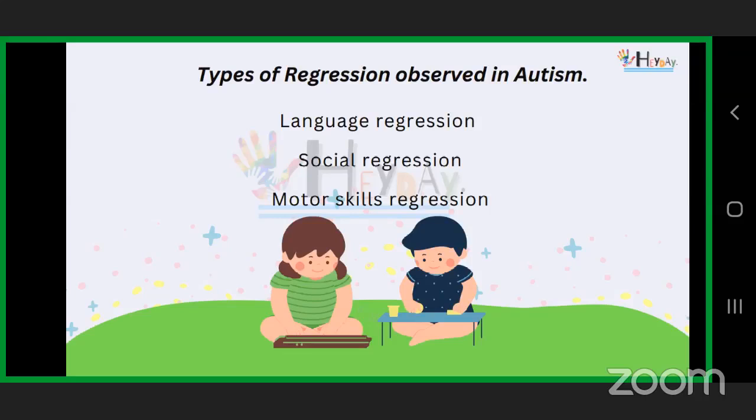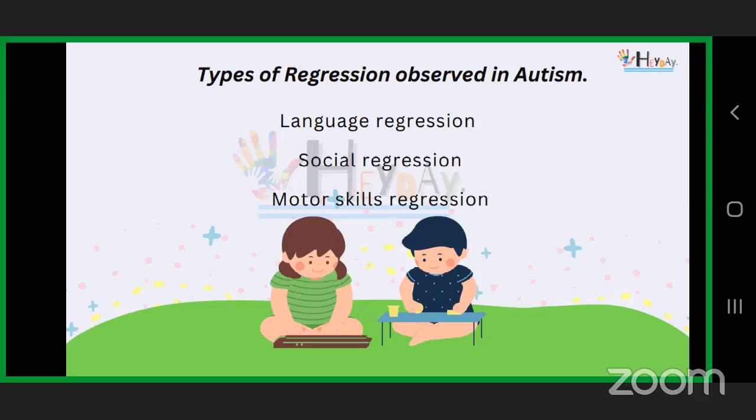And sometimes it also covers the overall communication abilities. That's what language regression covers. Then we also have social regression. It involves a decline in social skills and interaction. We all know that most children with ASD lack social skills. Then having a regression in social skills and interaction, that is a very, very huge gap.